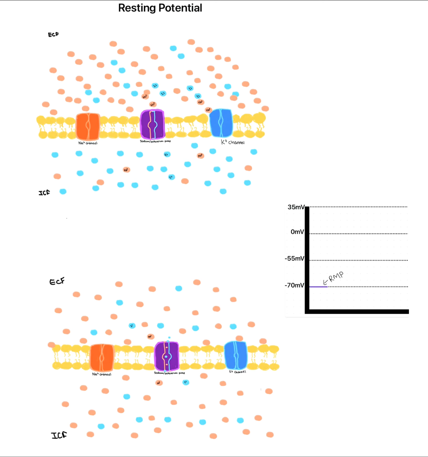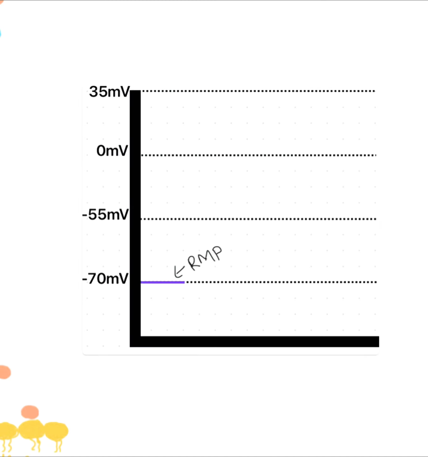Hi, in this video I will be describing resting, local, and action potential. Resting potential is when a neuron is not sending any electrical charges across the neuron's membrane, and it has a resting potential of negative 70 mV.